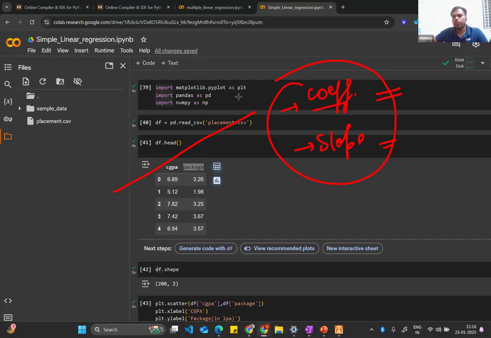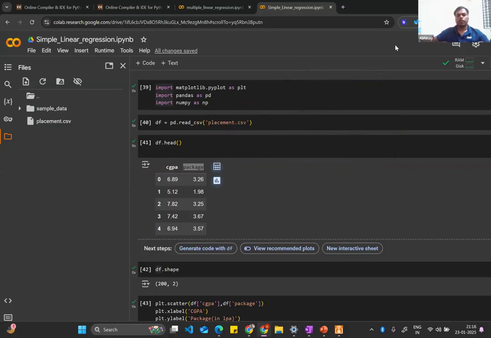Whenever we try to predict the output for this x data, we have to use these two parameters. So this is all about simple linear regression.